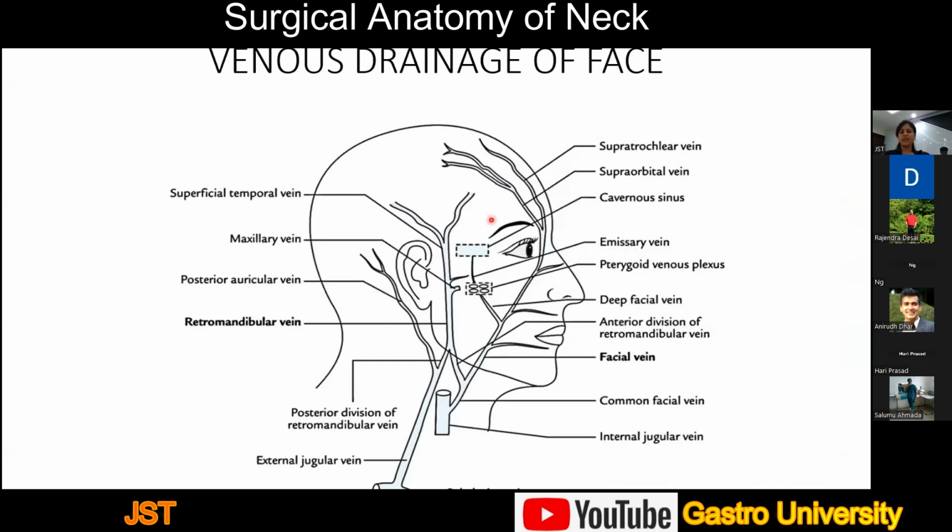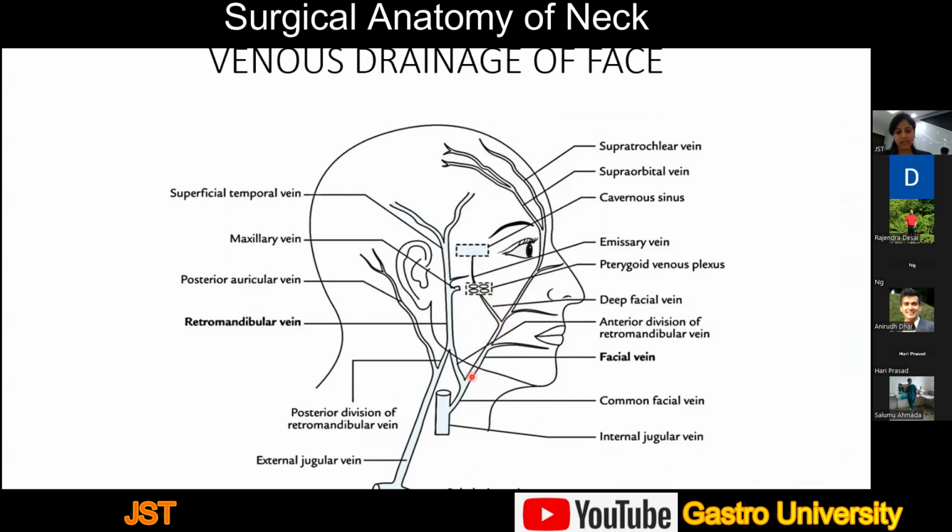The venous drainage of the face is very interesting because when we're going to talk about the IJV and subclavian, it will give us an overview of where it came from. So we start with the supratrochlear and the supraorbital vein, which form the angular vein. And this angular vein then joins the deep facial vein to form the facial vein.